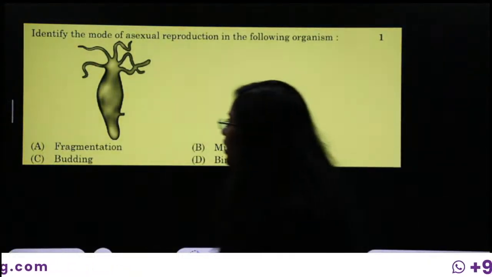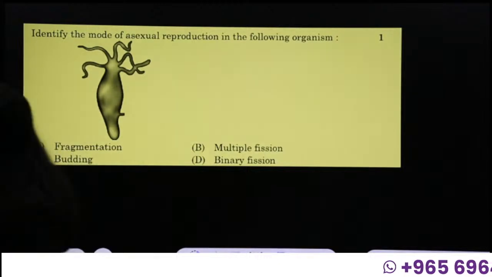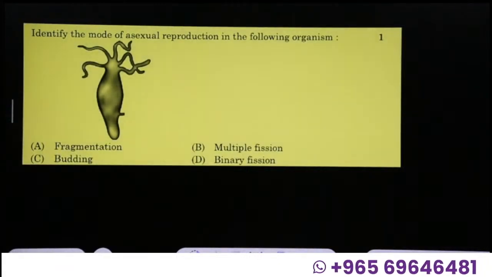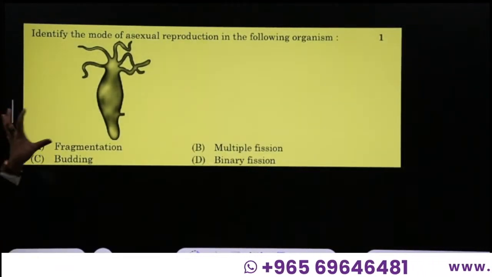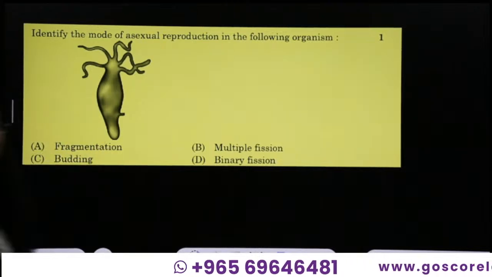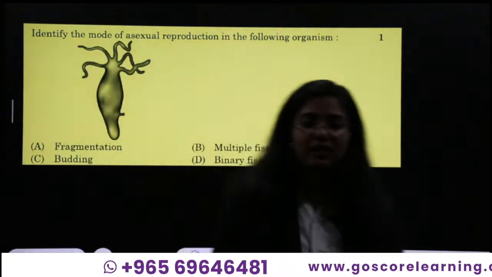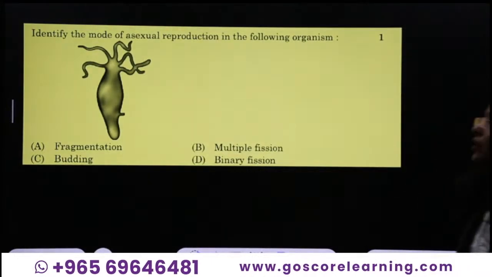Identify the mode of asexual reproduction in the following organisms. Okay, identify the asexual mode of reproduction. Whenever this diagram comes up, it is clearly given in your textbook, so you can easily identify the answer, right? So what are the options given here?